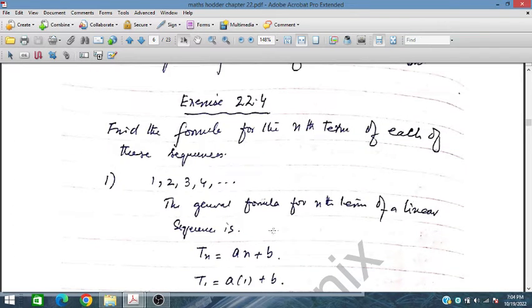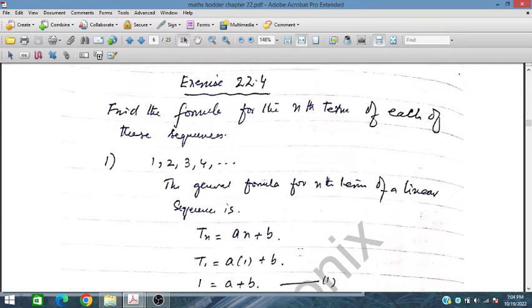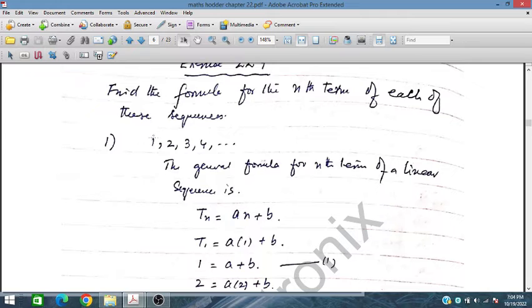So 1, 2, 3, 4. So we can say that Tn is equal to an plus b is the term. So for n is equal to 1, this is term number 1, which is called T1 is equal to a, and n is 1 here. So this is 1a plus b. So this T1 is basically the 1, so we will write in place of T1, 1 is equal to a plus b.